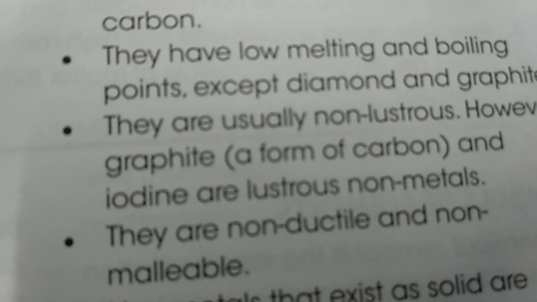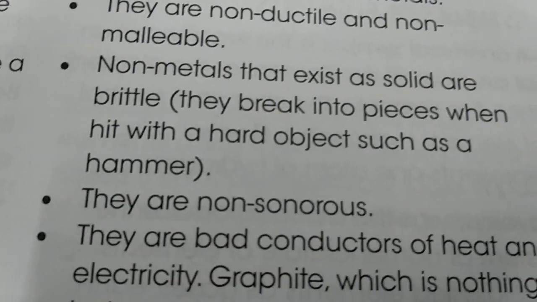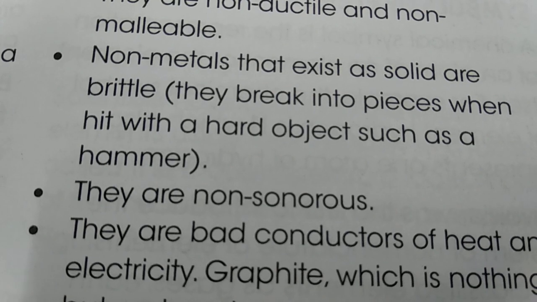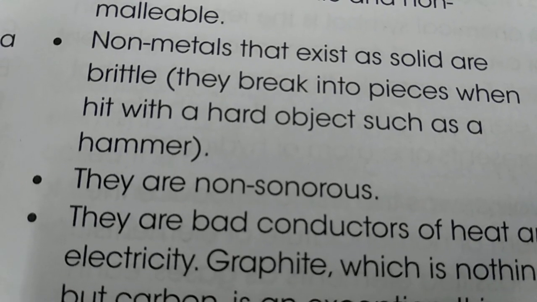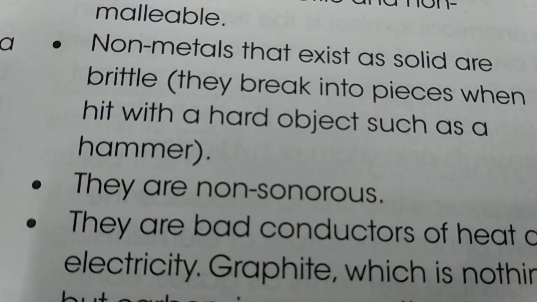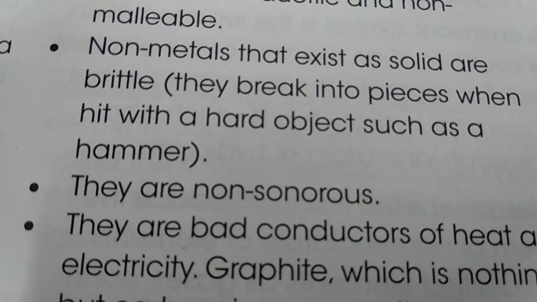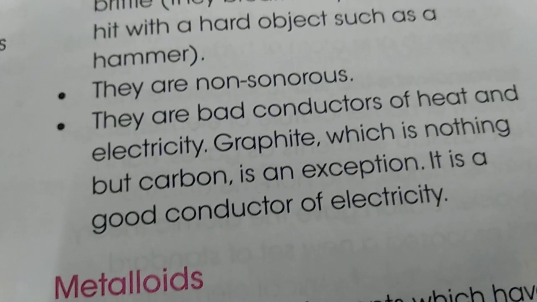They are non-ductile and non-malleable. Do you know the meaning of ductile and malleable? Non-metals that exist as solids are brittle. Brittle means they break into pieces when you hit them with a hard object like a hammer. If you hit it, it will break into small pieces. They are non-sonorous, that means they do not make sound. If you hit a carbon, it will not make sound.